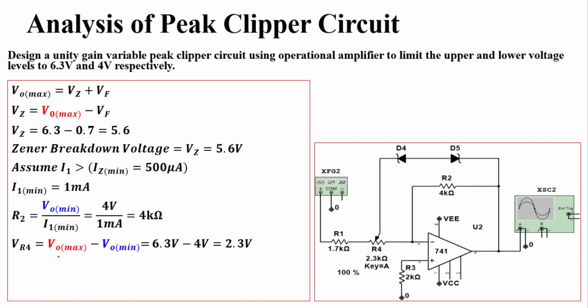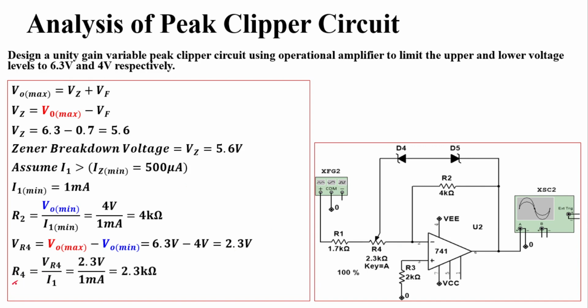Then, because we have to vary the voltage between 6.3 and 4 volt, we have to choose a variable resistance also. For that, we can use this equation: VR4 is equal to V max minus V min, or V output max minus V output minimum. Putting the appropriate values, we get VR4 should be 2.3 volt. So the voltage drop across the resistance R4 should be around 2.3 volts.